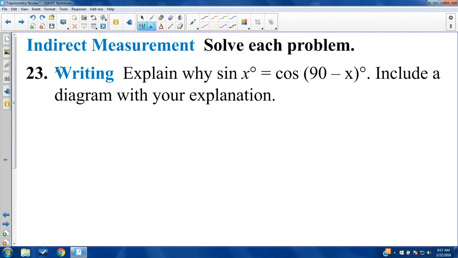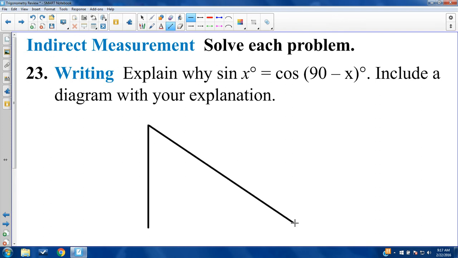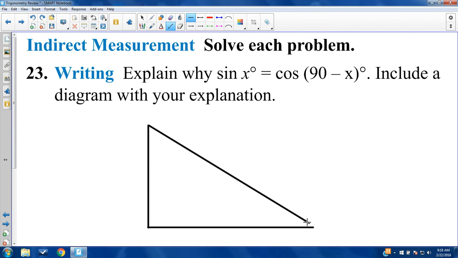Okay, one more problem. Explain why the sine of x equals the cosine of 90 minus x. Include a diagram with your explanation. So I'm not going to type it out. I'm going to explain it by talking to you while drawing a triangle. We did do this once. This is the one that I said that we will make reference to later.